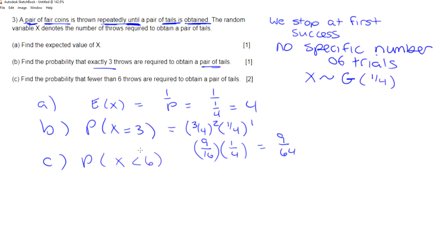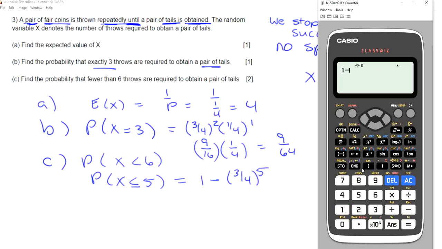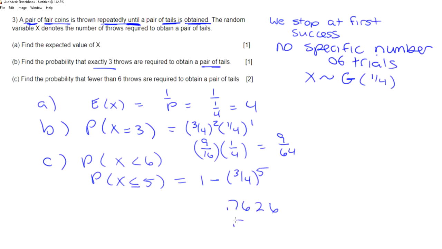And then they want to know the probability that x is less than 6, before the 6th one. Well, we're going to rewrite that as less than or equal to the 5th, so we can use that formula: 1 minus the probability of failure to the 5th power. That's going to give me the answer of 0.626 or 0.763 to 3 significant figures.